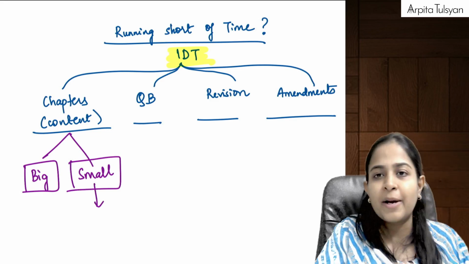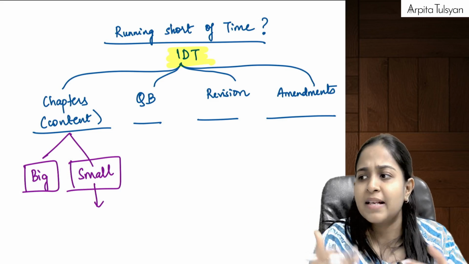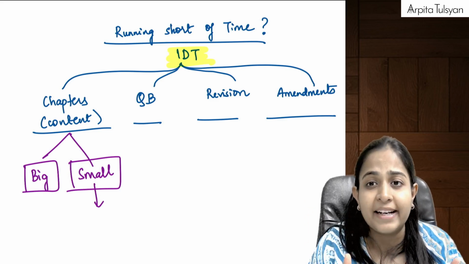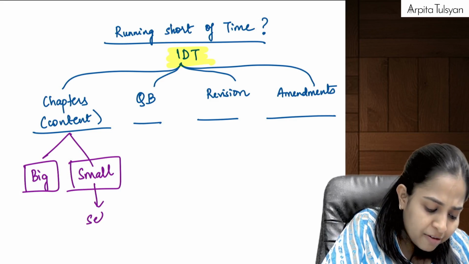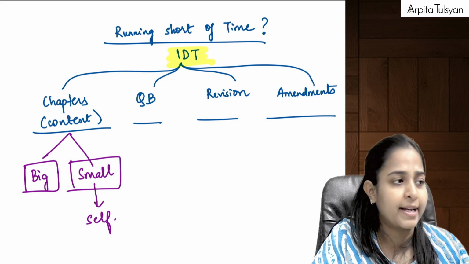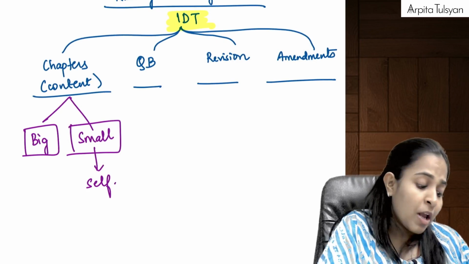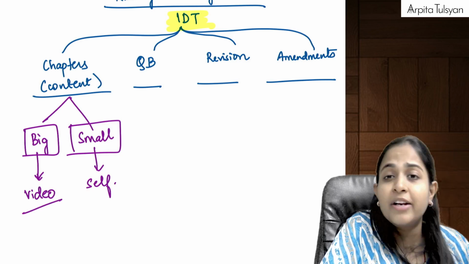If we divide the chapters into big chapters and small chapters, see, for small chapters, this is our mentality: ma'am, less number of pages are there, so it gets completed very fast. So no problem. For small chapters, you can do self-study. You can do the reading on your own from the textbook, etc., and it will be manageable. For big chapters, what you can do is refer to the revision videos.